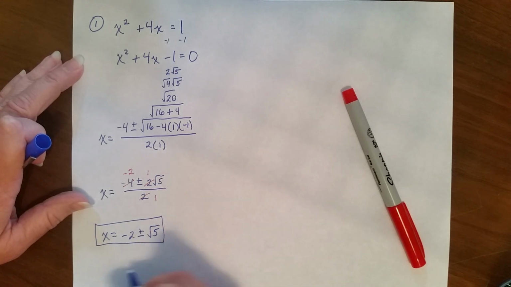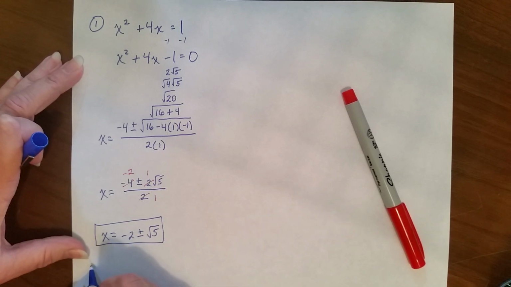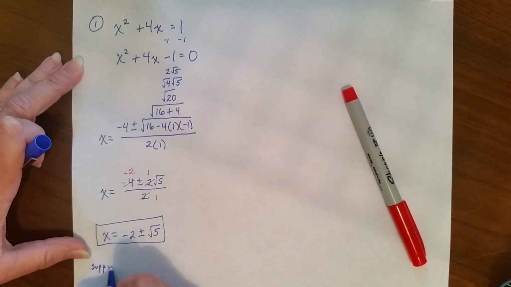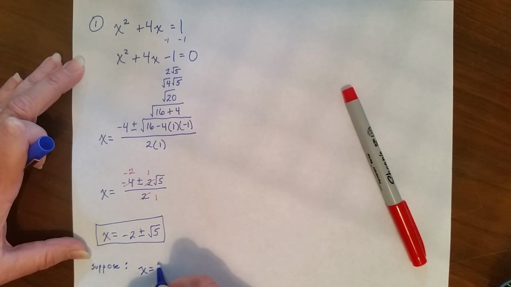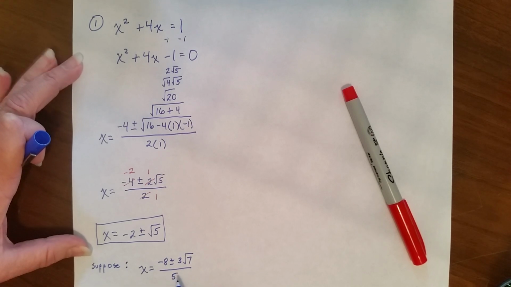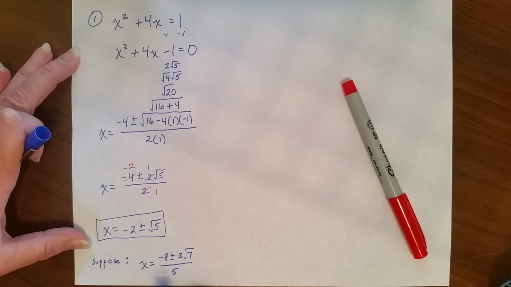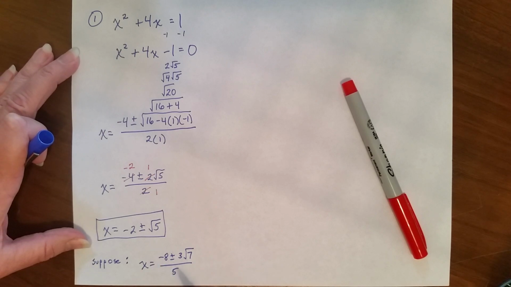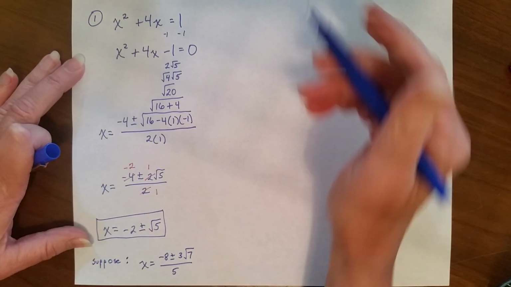For example, let's just suppose you got an answer like this. X equals -8 plus or minus 3 root 7 over 5. Okay? -8, 3, and 5 are not divisible by any number. So you would just leave it like this. Okay? All right, number 2.